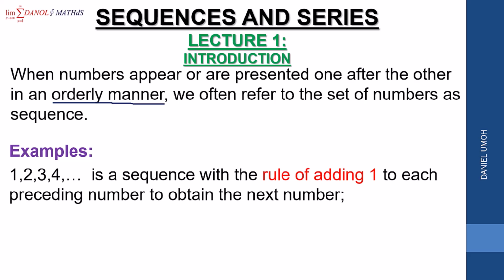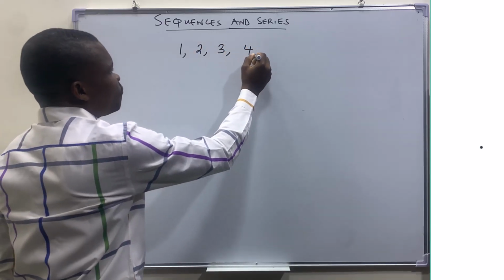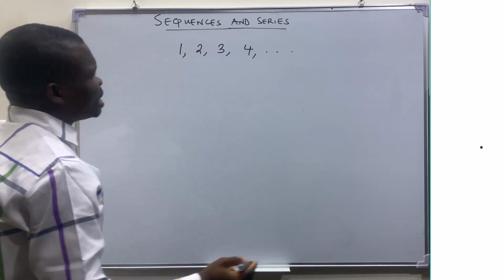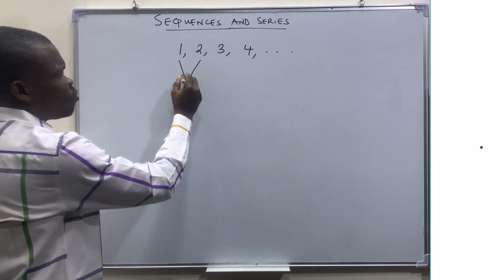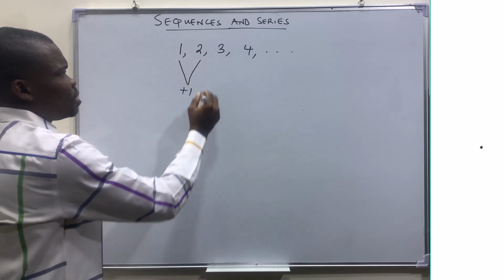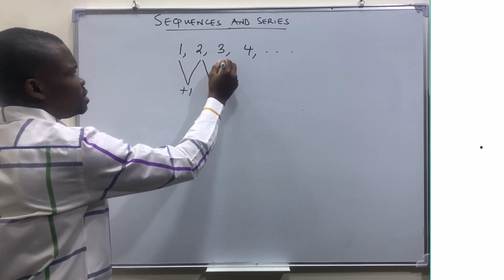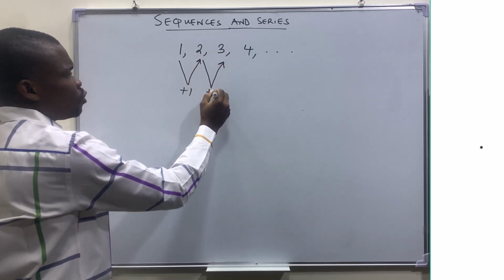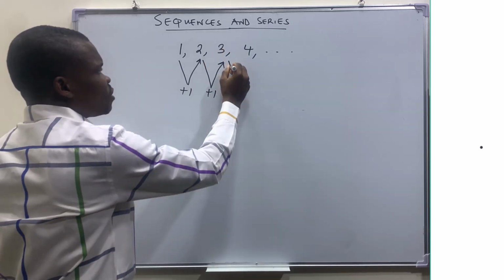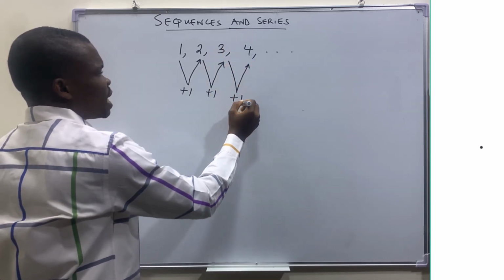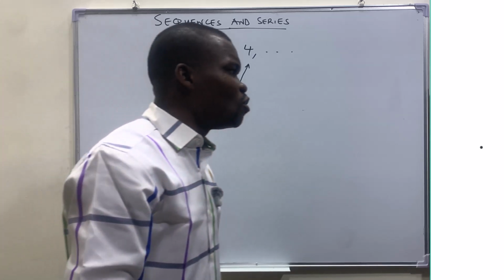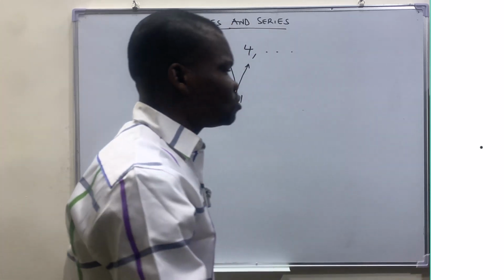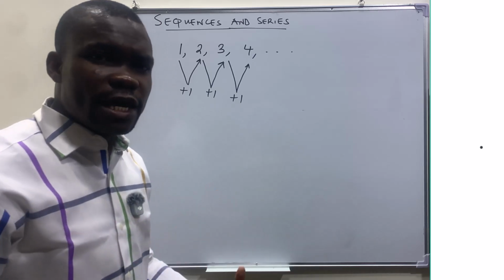This is what I mean. Look at the sequence, 1, 2, 3, 4, and so on. You can see that the rule of formation for this sequence is the addition of 1. So if I add 1 to this, I get the next term. If I add 1 again to this, you can see this plus 1, I get 3. So if I add 1 to 3, I get what? I get 4. So this is a sequence of numbers with the rule of adding 1 to each of the preceding number to obtain the next number.